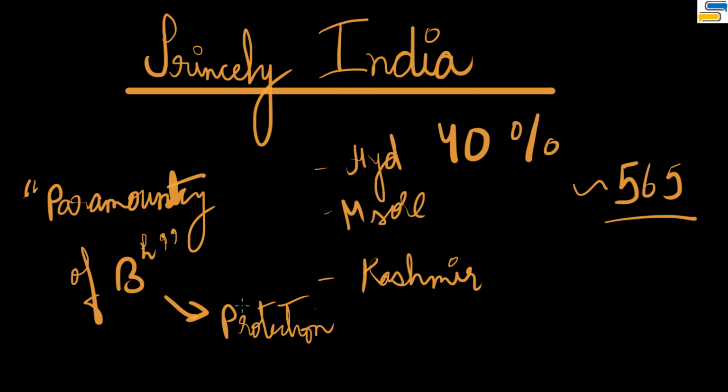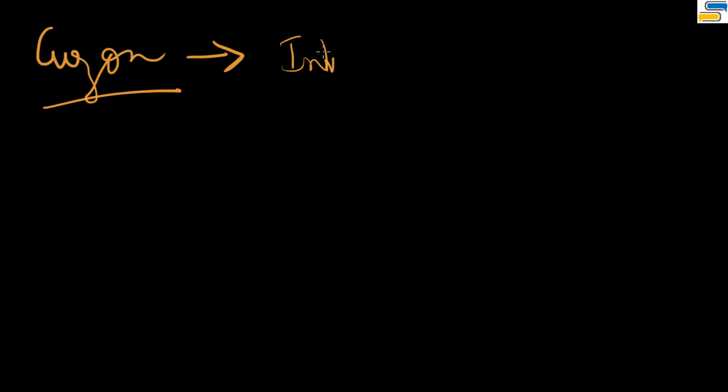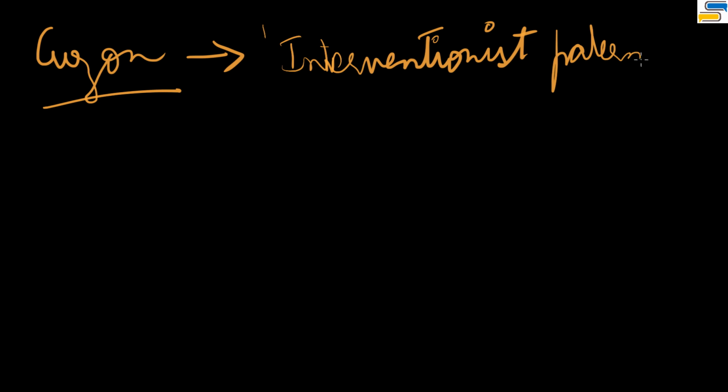So this becomes important. Now, an obvious question that should arise is why would the British be so keen on having a good relationship with all the princely states? I'll answer that, because you already know about Lord Curzon and what kind of problems he created. He had this policy of interventionism, actually known as interventionist paternalism. Now, Curzon's following this policy led to a lot of problems between the British on one side and the princes on the other.